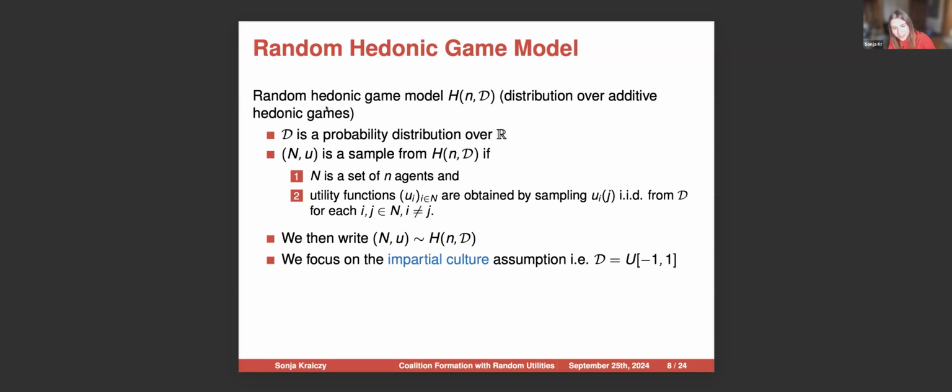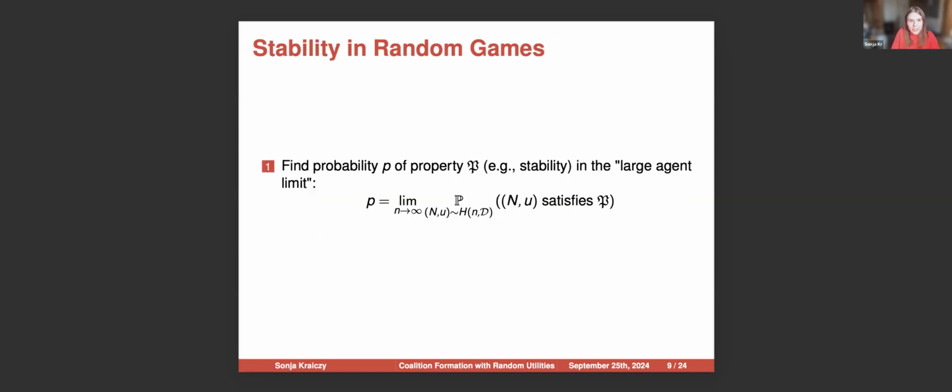In our work, because it's quite complex to analyze this, and already in the impartial culture setting it is complex, we focus on the impartial culture assumption, which means that the distribution is the symmetric uniform distribution. Okay. And the kinds of questions we are interested in now: consider some desirable property curly P, which will be stability in our case. When we sample a random game from our random hedonic game model, what is the probability that it satisfies this desirable property? And in particular, how does this probability behave in the large agent limit, as the number of agents grows?